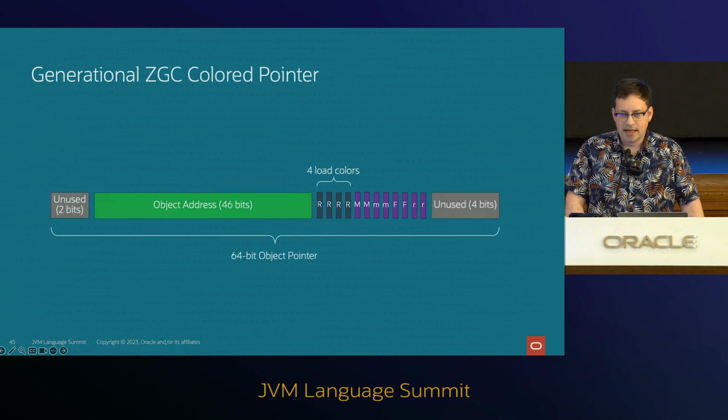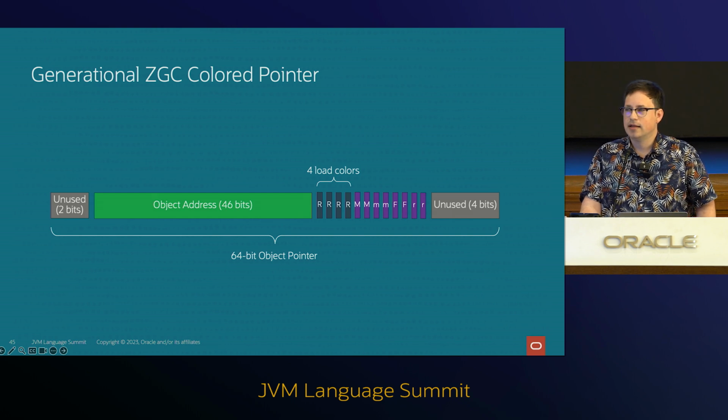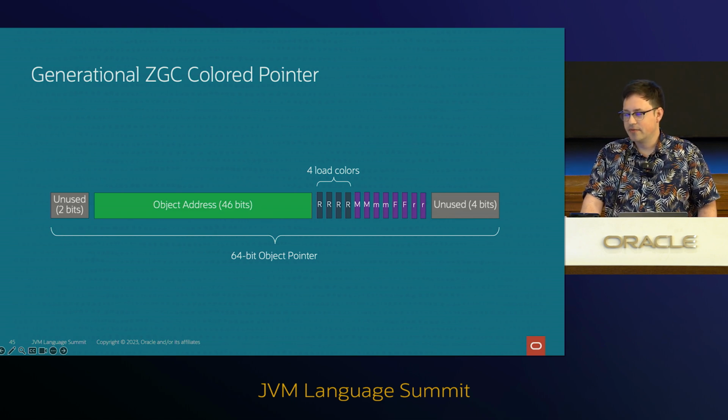In order to understand that, we have to look at the layout that we have chosen in the end for colored pointers in generational ZGC. As you can see here, we have a whole bunch of metadata bits in the low order bits instead. And 4 of these colors are relevant to load barriers. These are the dark blue with a capital R colors.